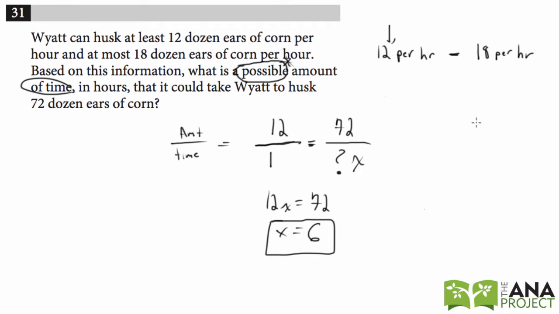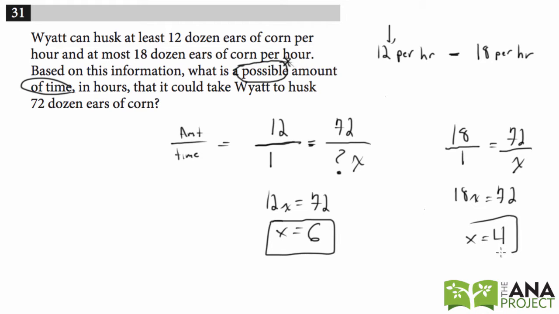If he does 18, we could do 18. So 18 ears of corn in 1 hour, 72 ears of corn in how many hours? That's our x. We cross multiply, 18x equals 72. If we divide both sides by 18, x equals 4. They'd accept 4 or 6. You just kind of have to pick one.